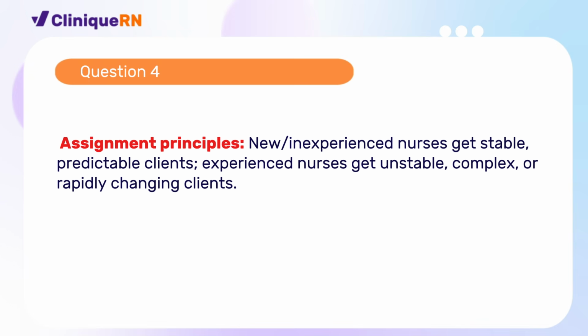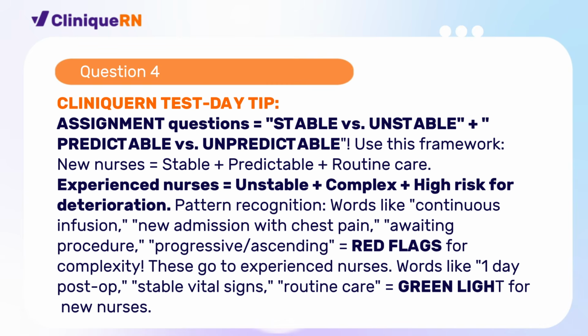Assignment principles: new, inexperienced nurses get stable, predictable clients. Experienced nurses get complex, unstable, or rapidly changing clients. Clinique RN test day tip: assignment questions equal stable versus unstable, predictable versus unpredictable. Use this framework. New nurses are best suited for patients who are stable and predictable with routine care needs, while experienced nurses should be assigned complex, unstable cases at high risk for deterioration, such as a patient with Guillain-Barré whose ascending paralysis signals an imminent risk of respiratory failure.